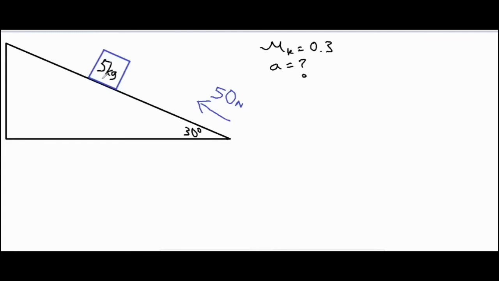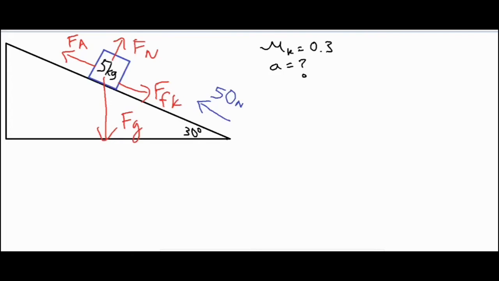Now, the first thing we're going to do is go ahead and draw the forces acting on the 5 kilogram block, which is the force of gravity pulling straight down, the normal force pushing straight up perpendicular from the ramp, and an applied force of that 50 newtons. And then, assuming that there's friction being considered, we have the force of kinetic friction opposing the slide.